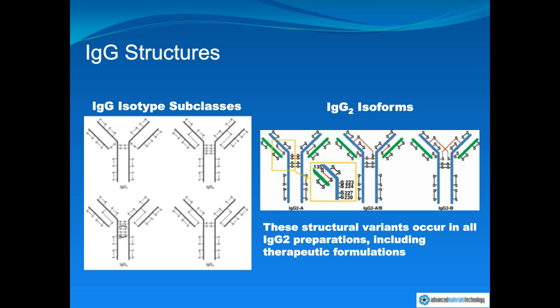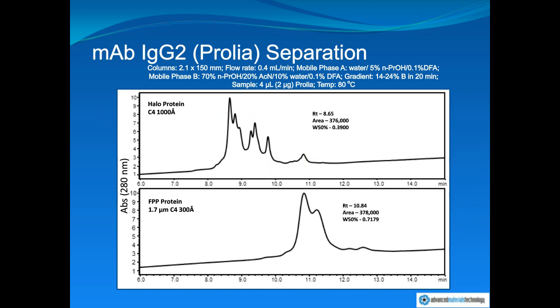And in this case, we're showing separation of a therapeutic monoclonal antibody, Prolia, which is an IgG2, resolved on the HaloProtein 1000 angstrom, so this new material, and compared to a sub-2 micron 300 angstrom fully porous particle separation in the same conditions. And as you can see, there is a lot more complexity that's being resolved with the superficially porous 1000 angstrom pore size material.